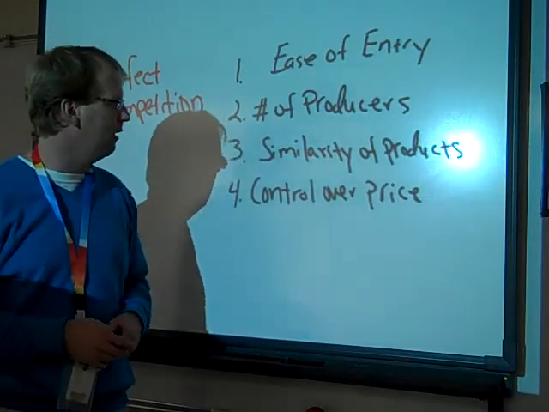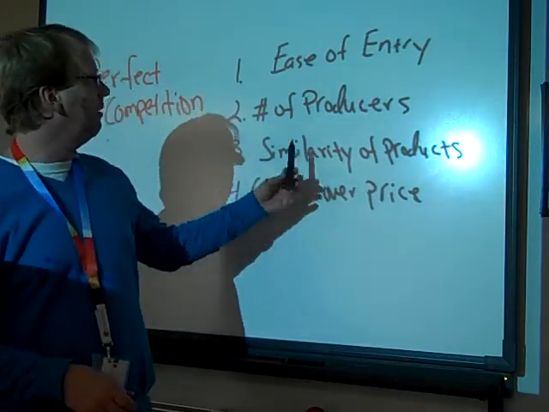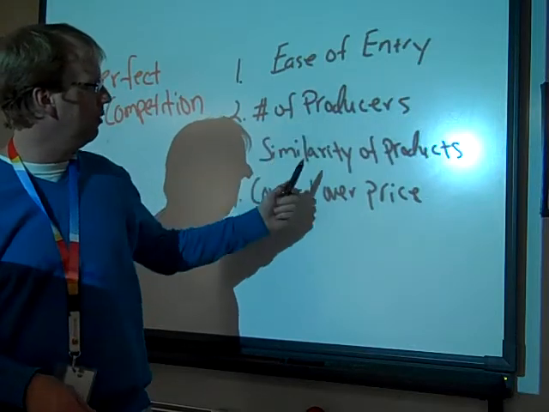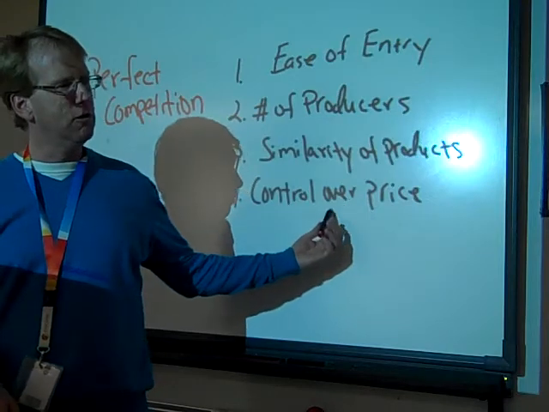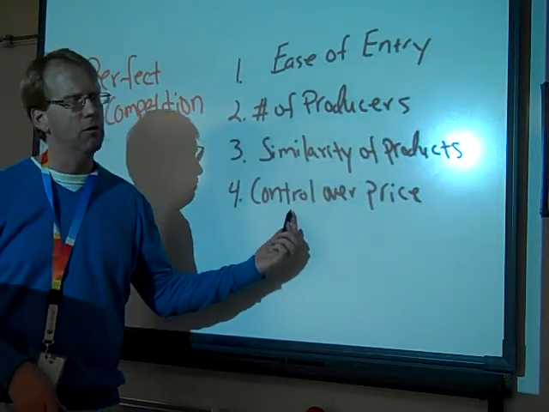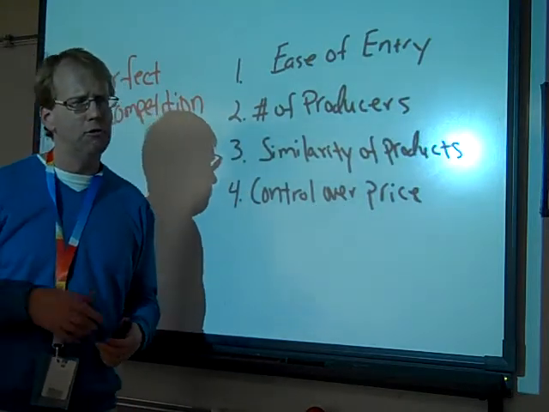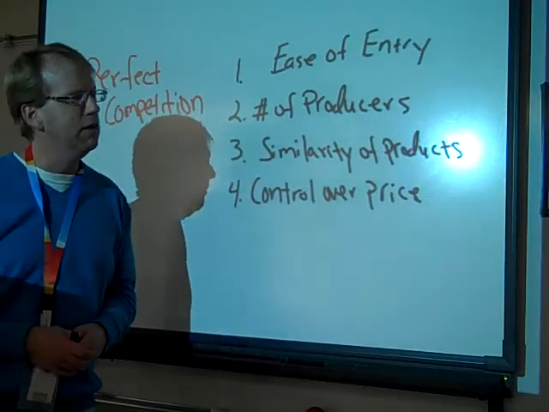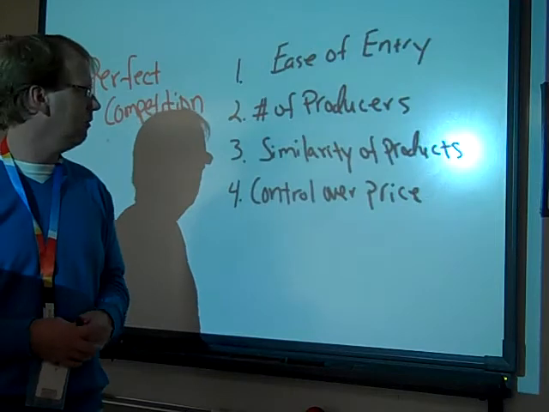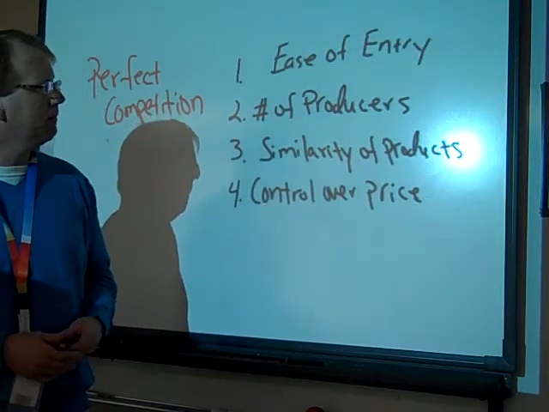So very similar products, and because there's so many people producing your product and all the products are relatively similar, you have very little control over the price, which is our last category here. So you don't have much control over price. You have to go with what the consumer is willing to spend, rather than you saying how much you think it's worth. So control over price is very low. Okay?